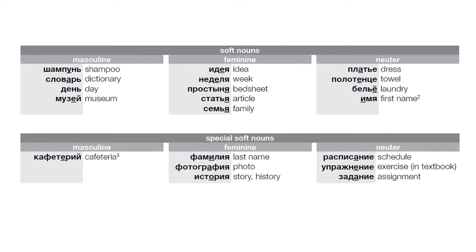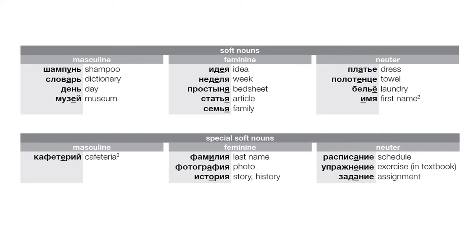Okay, finally, we have a few nouns. There are actually a lot of these, but for now, we're just getting a sampling of it. Nouns we'll call special soft nouns. Now, look over these examples, and you'll see that based on what we've said so far, there's nothing weird about these. We have one soft masculine noun ending in i kratkaya. We have some soft feminines in ya, and we have soft neuters in ye. So nothing new here, really.